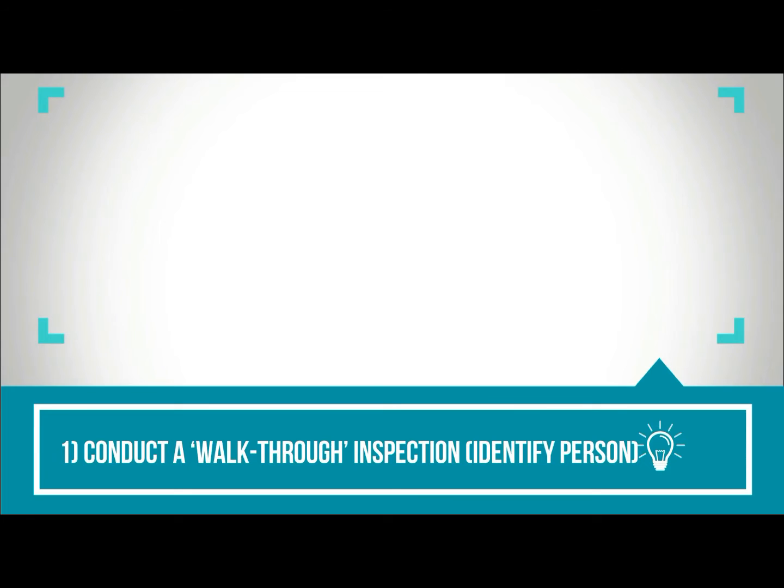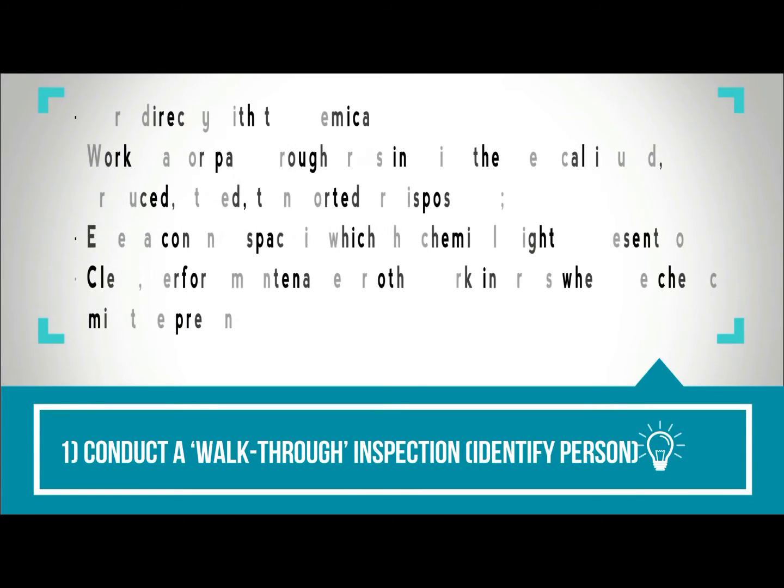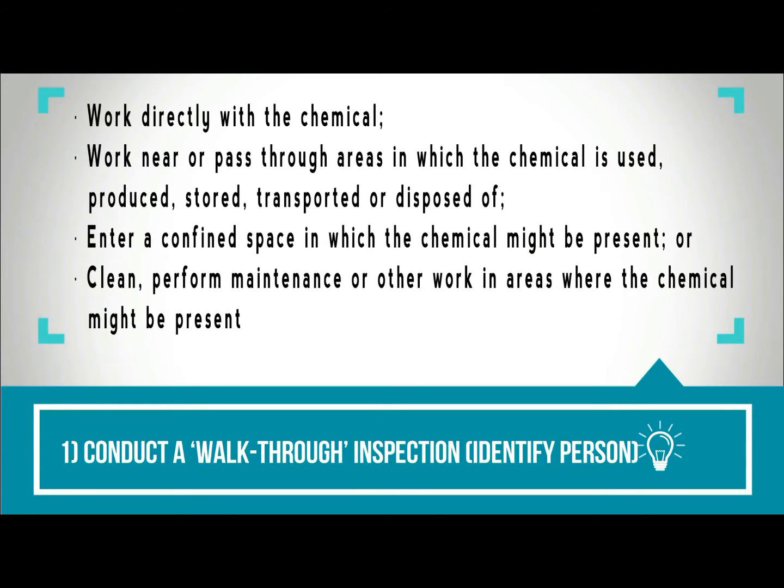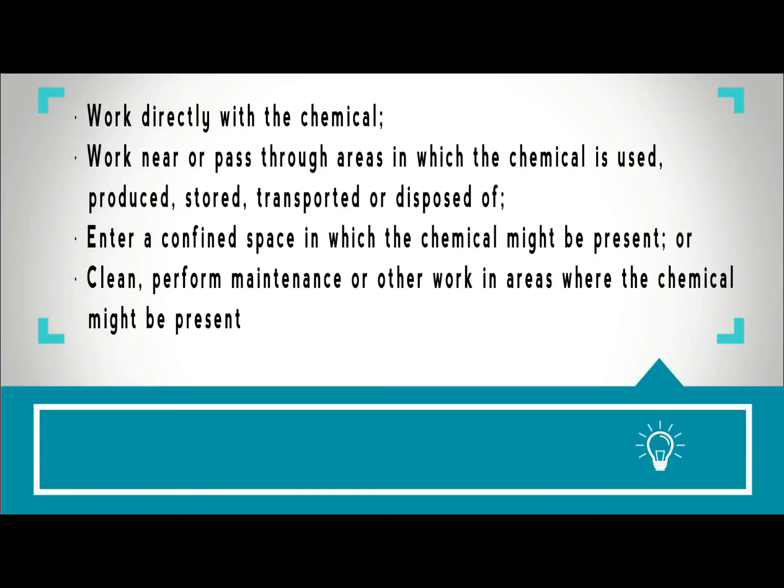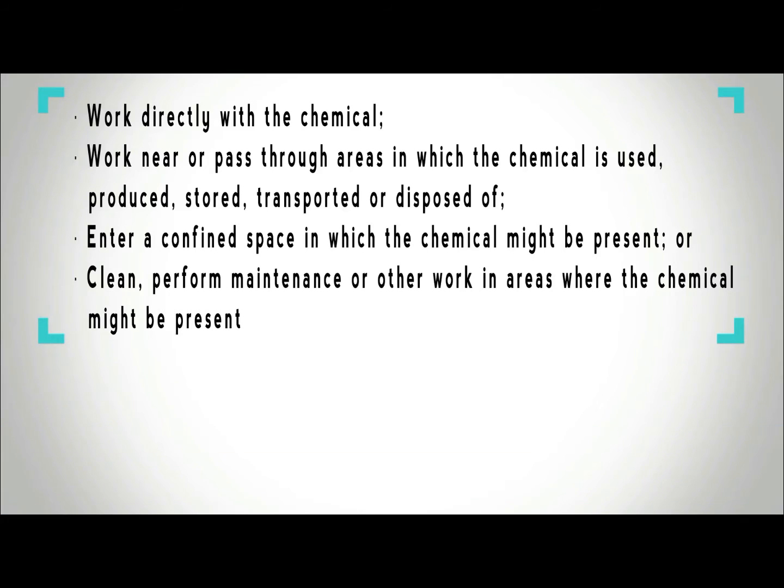First, conduct a walkthrough inspection to identify all persons who might be exposed. This might include persons who work directly with the chemical, work near or pass through areas in which the chemical is used, produced, stored, transported or disposed, enter a confined space in which the chemical might be present, or perform maintenance or other work in areas where the chemical might be present.